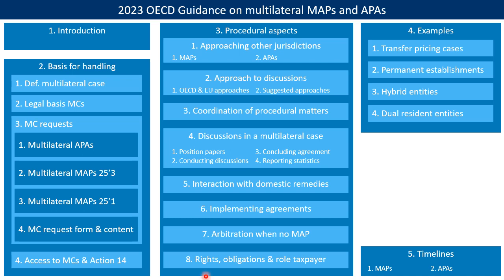Here you get a brief overview of the different sub-chapters, and you can see the basis for handling talks about what the definition of a multilateral case is, the legal basis for it being 25(1), 2, and 3, how multilateral case requests should look and under which articles they should be filed, and then saying that Action 14 is also applicable. And the procedural aspects pretty much deals with how these things should be done, and most of the bilateral MAP rules apply throughout. And then we get to examples and the timelines.